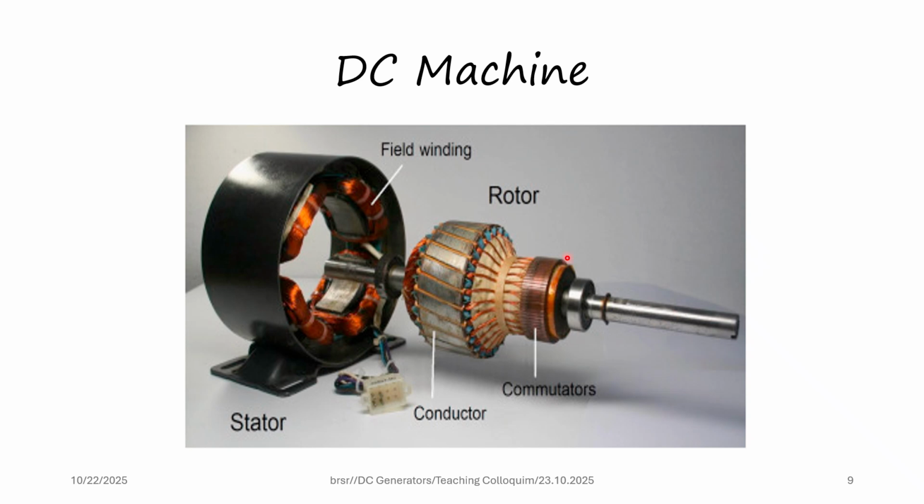And there is a part called the commutator, which is used for taking the power output. That is, the voltage generated in the generator will be taken out from the commutator. Actually, a DC machine can be a motor or a generator. If it is a motor, we give an input to the motor coil and it starts rotating in a magnetic field. But if it is a generator, we give a mechanical input and it generates a voltage, which will be taken out from the commutator.